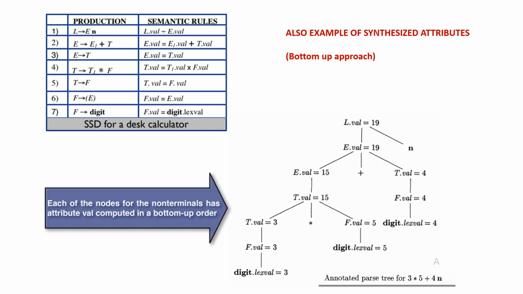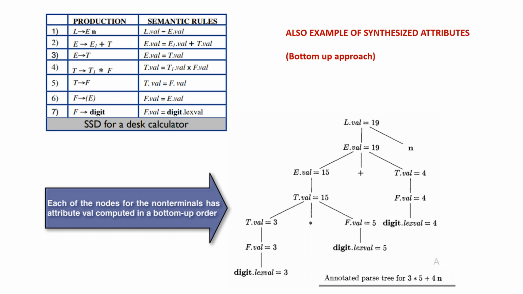So how are we evaluating this? The annotated parse tree represents it, and for that we have taken one example, 3 into 5 plus 4, with an end marker. Since it is a bottom-up approach with synthesized attributes, the parent node value depends upon its child node values.